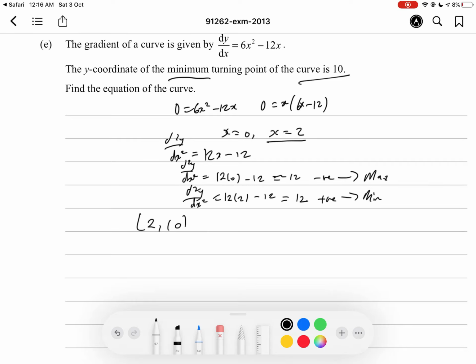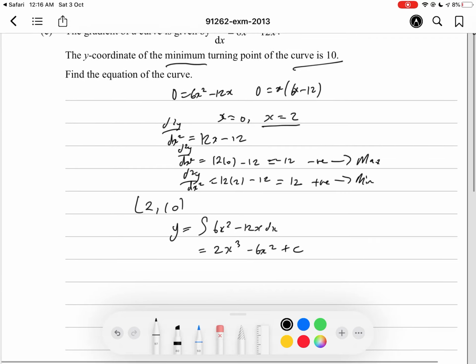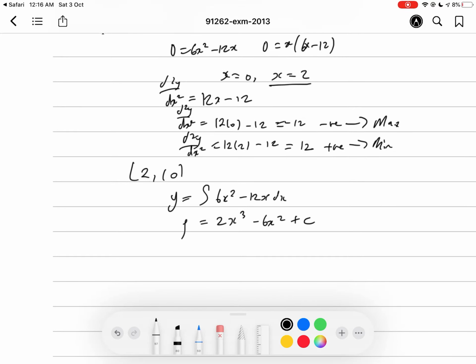Now we can use that information to find the original equation. The original y equation equals the integral of 6x squared minus 12x dx, which equals 2x cubed minus 6x squared plus c. We know it passes through the point 2, 10, so 10 equals 2 times 2 cubed minus 6 times 2 squared plus c.